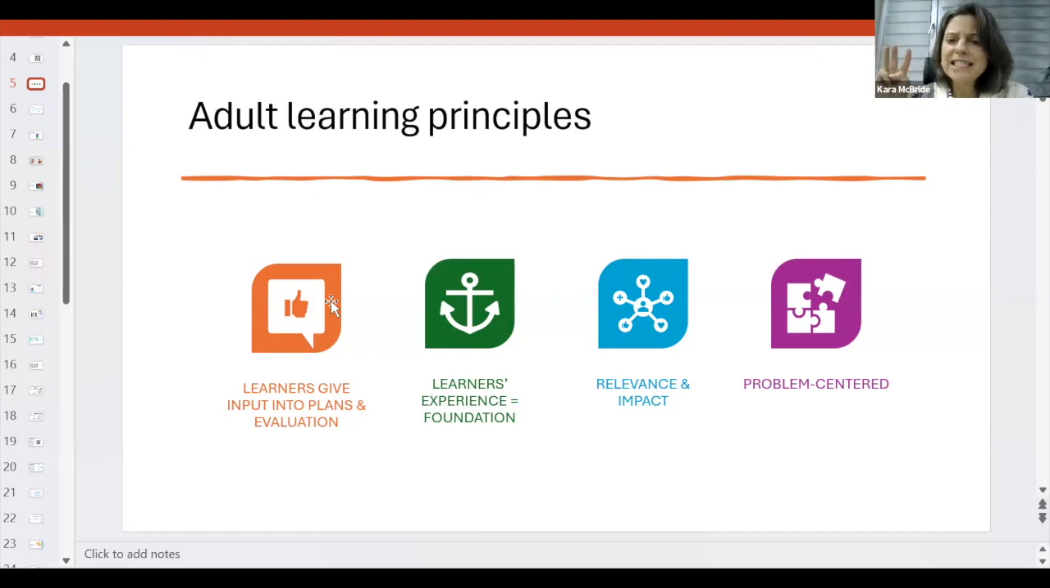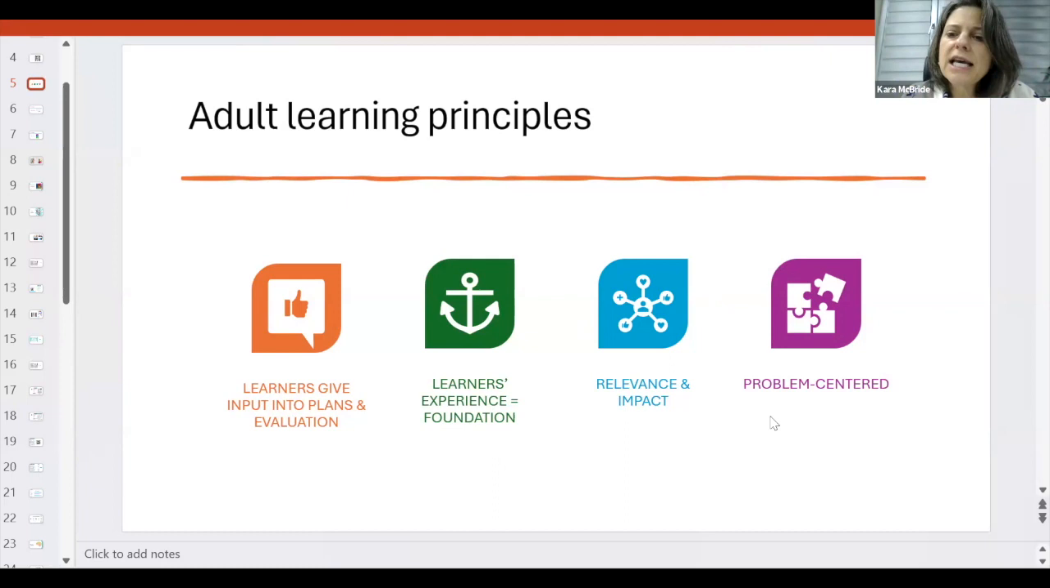Number 3, it must be relevant. There needs to be a connection. I can only imagine if you had a workshop with judges and they felt like you were wasting their time and it had nothing to do with their job, they're not going to pay attention. It's not going to be successful. So it needs to feel to them like this is relevant and that it has an impact. It will make a difference for them.